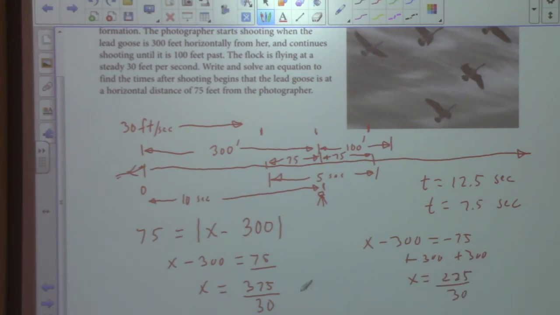What are we going to get? What's 375 divided by 30? 12.5, right? And this one's going to be 7.5 seconds. So what we're doing is we're taking feet and dividing that by feet per second. So 375 feet divided by feet per second, the units cancel out, and we're left with this. So we're back to what we figured out a while ago, right?